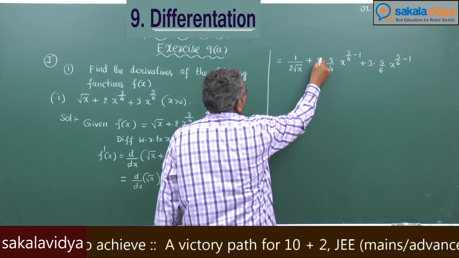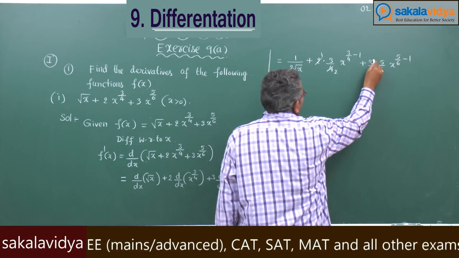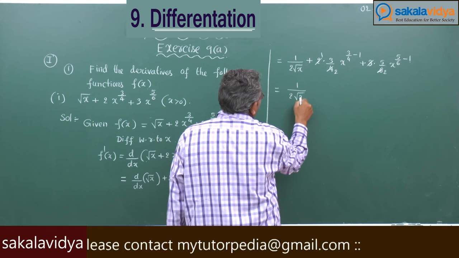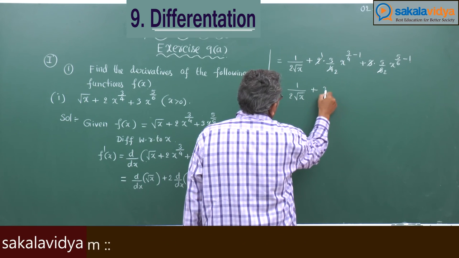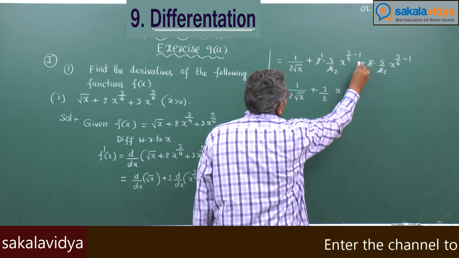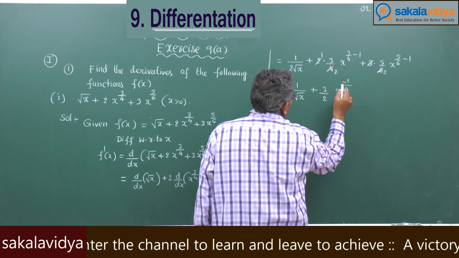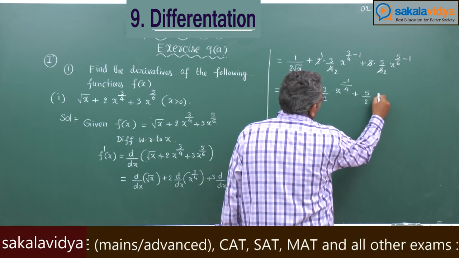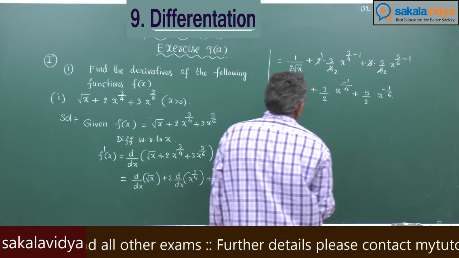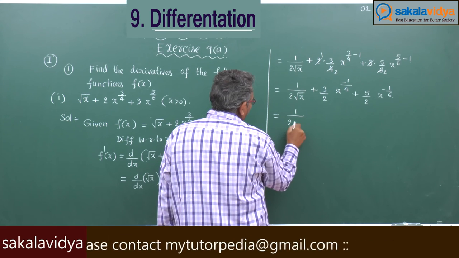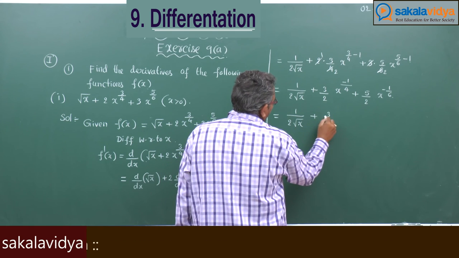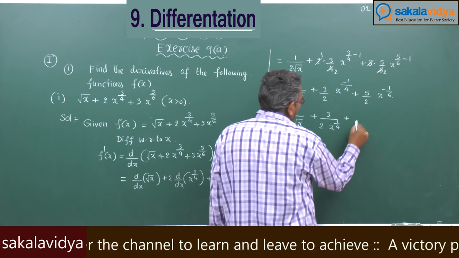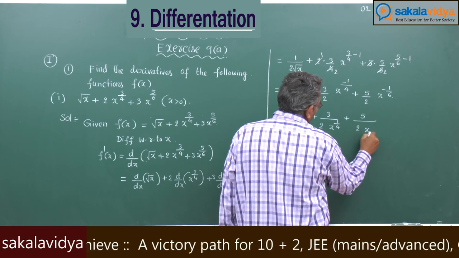So now 2 ones are 2, 2 twos are 4, 3 ones are 3, 3 twos are 6. This we can write 1 by 2 root x plus 3 by 2 x to the power of, LCM, minus 1 by 4. Am I correct? Plus 5 by 2 x to the power of minus 1 by 6. This is 1 by 2 root x plus 3 divided by 2 into x to the power of 1 by 4 plus 5 by 2 into x to the power of 1 by 6.